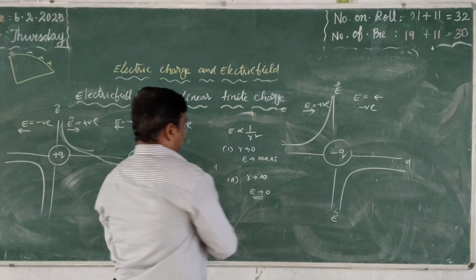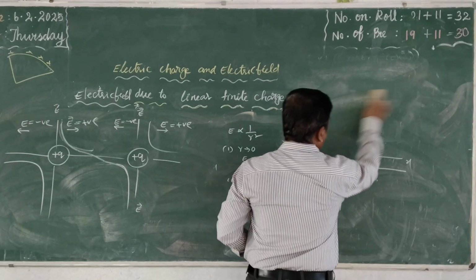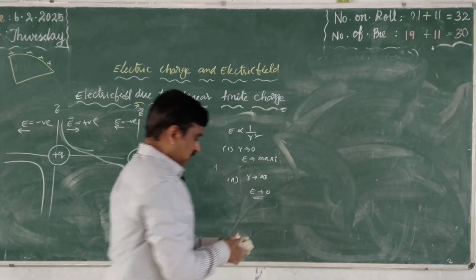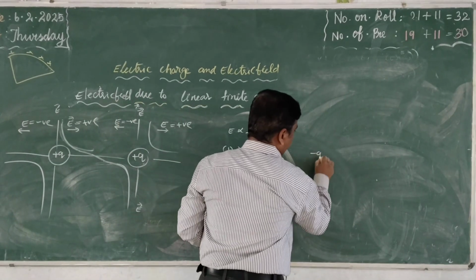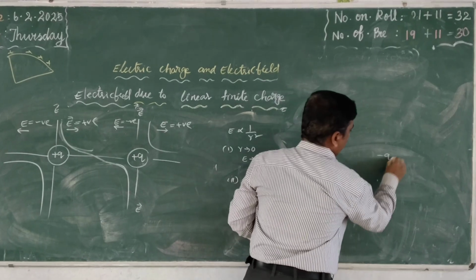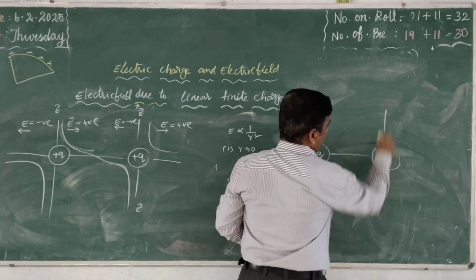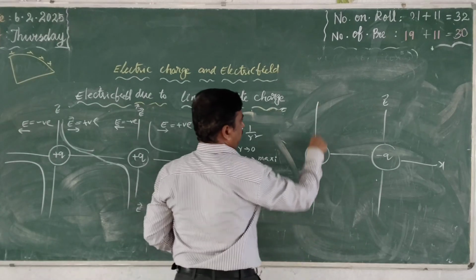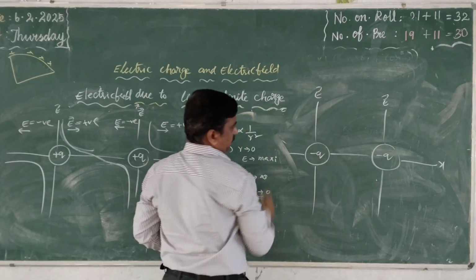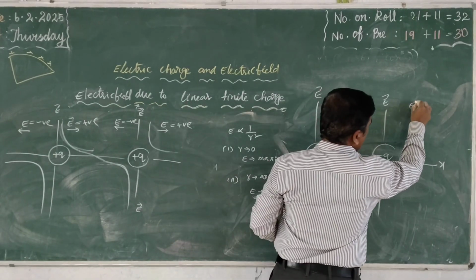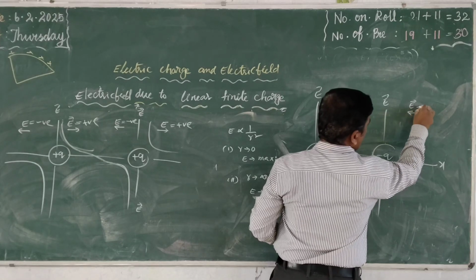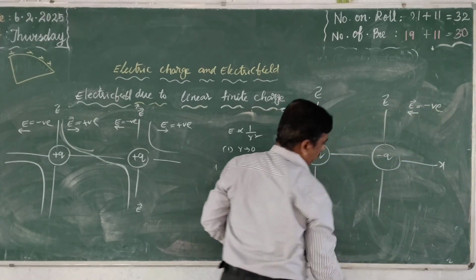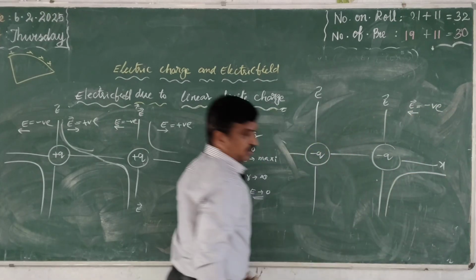Now we can take minus q here. Electric field is the y axis, distance is the x axis. Here, for this minus q, the electric field is towards, which means negative here. Negative means this is the electric field.